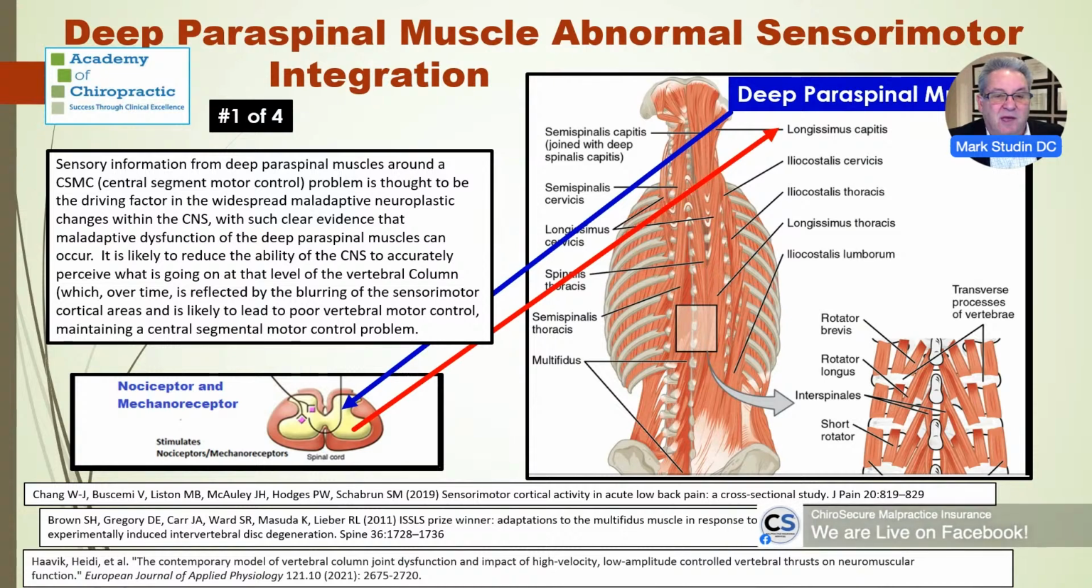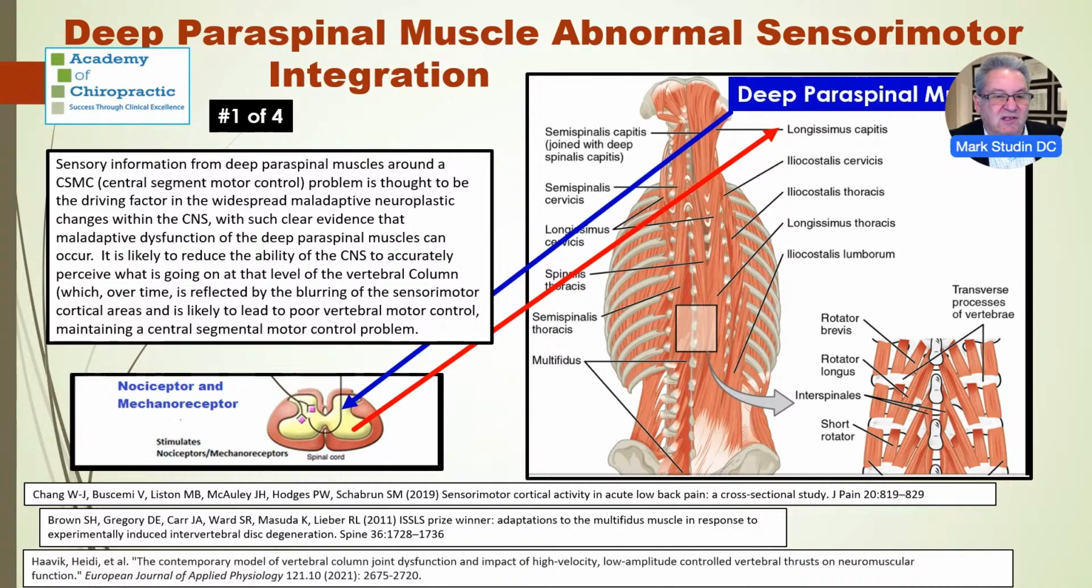But sensory information from deep paraspinal muscles around the central segmental motor control. This is central segmental motor. Motor meaning goes to the central nervous system, goes up to the brain. Is thought to be the driving factor in the widespread maladaptive neuroplastic changes within the central nervous system. The central nervous system can't adapt. It can't accommodate. It just can't happen. And the literature is talking about systemic issues as well, not just motor, but systemic.